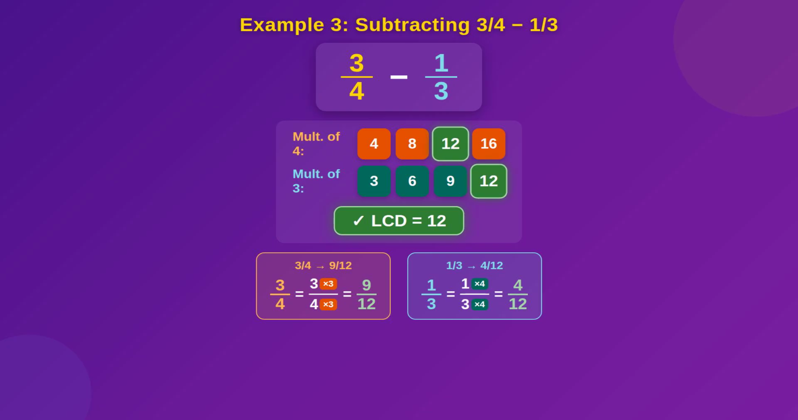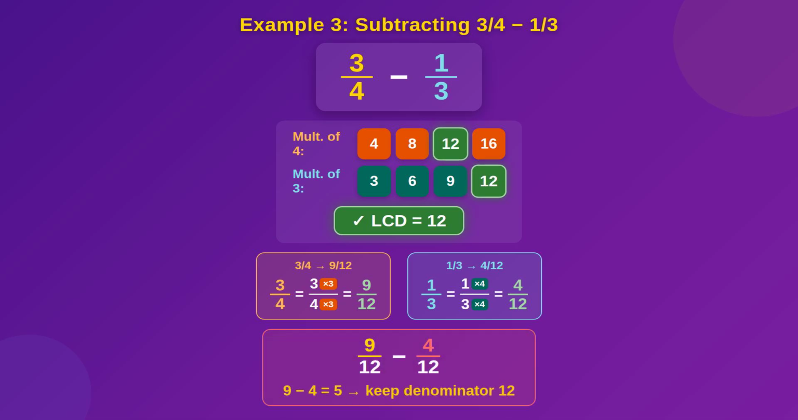4 times 3 equals 12. So multiply top by 3. 3 times 3 is 9. 3/4 becomes 9/12. Now convert 1/3. 3 times 4 equals 12. So multiply top by 4. 1 times 4 is 4. 1/3 becomes 4/12. Now subtract.